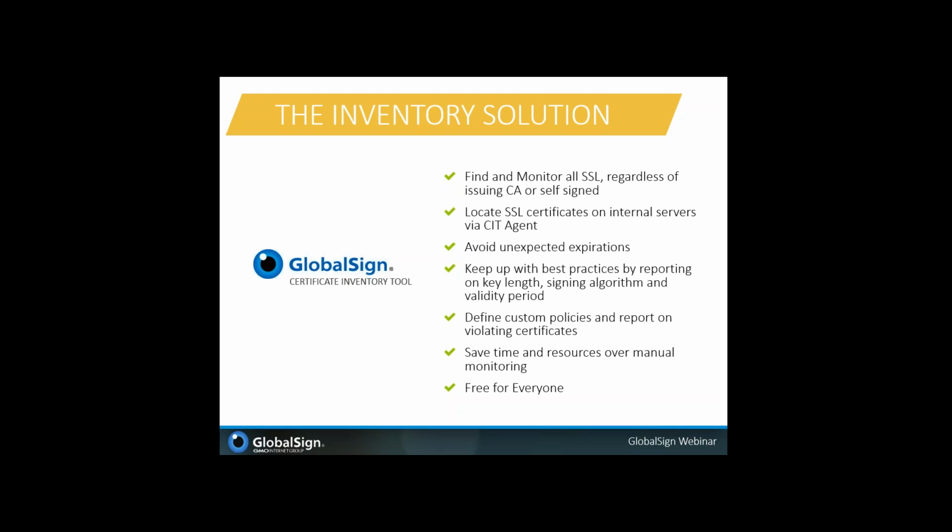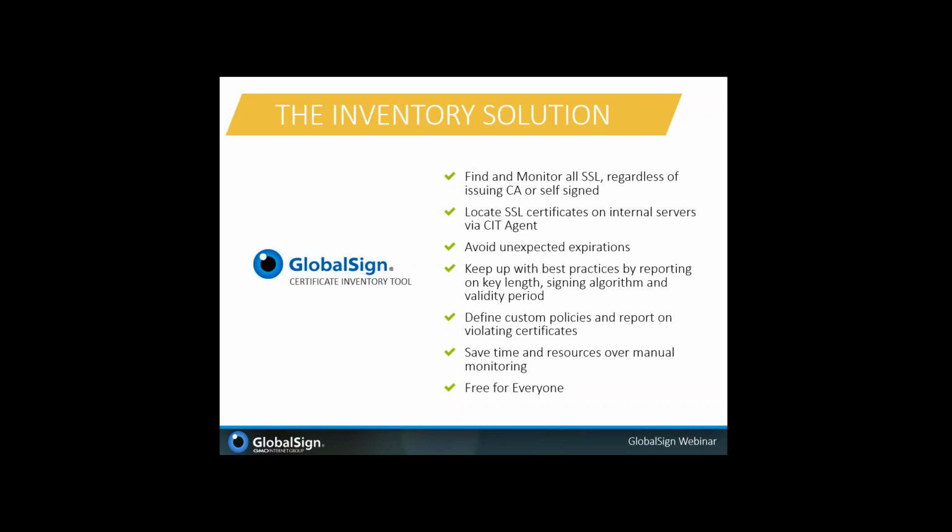This will help you avoid unexpected expirations. We've all encountered that before, where all of a sudden you can't get to a site because the certificate has been expired. We'll also let you keep up with best practices by reporting on key length, signing algorithm, and validity period to make sure you're following the applicable policies you've set up within your company. And using CIT, you can define custom policies and report against them. We'll get into some of that a little bit later in this presentation.